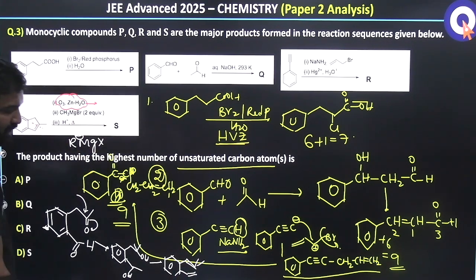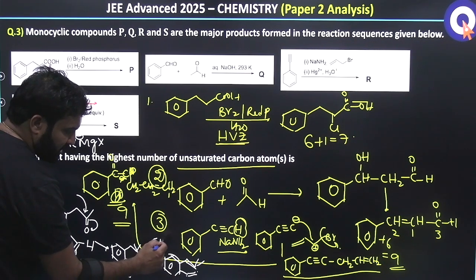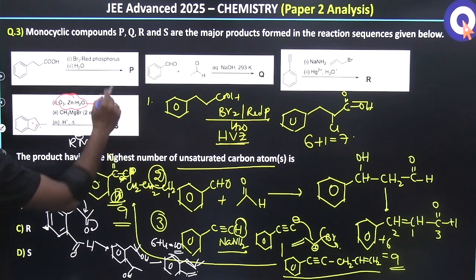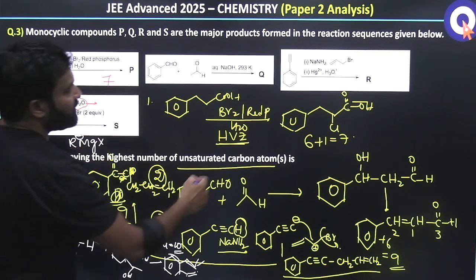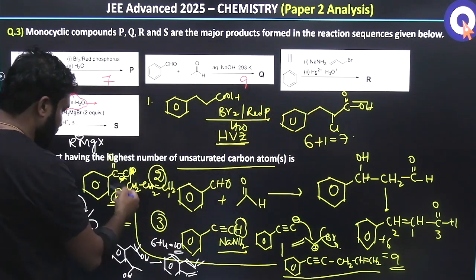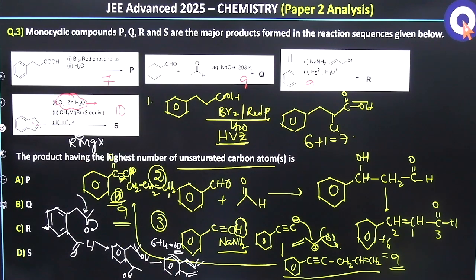Now check how many atoms are there. 1, 2, 3, 4 and these are the 6. So 6 plus 4, total how many are there? 10. So here 9. So here we got how many? 7. Here we got 9. Here also we got how many? 3 plus 6, 9, and here 10. So according to the question, highest number of unsaturated carbon atoms. So what is the answer now? S. S is the answer.